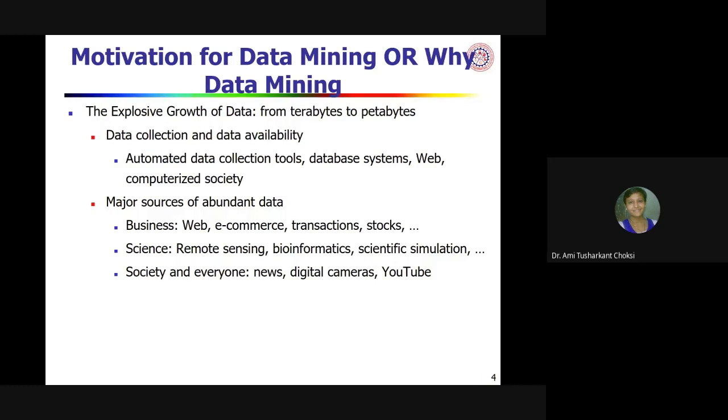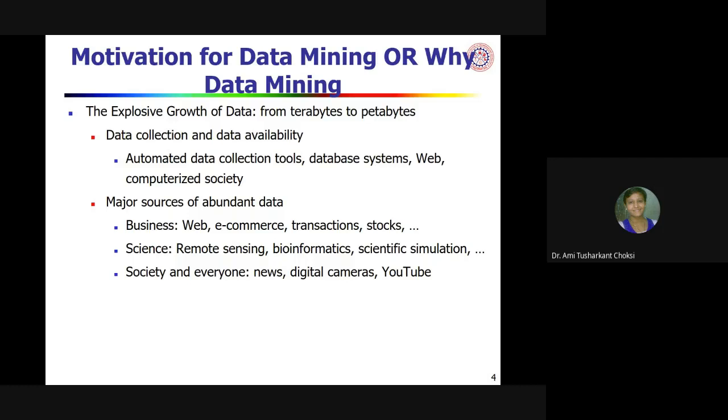Till now, we haven't yet seen the definition of data mining. We are first looking at the motivation for data mining. The word itself says data mining: go into the depth of data. That is what we can understand from the term. I haven't yet given you the definition; we will see that. For now we are just looking at the motivation. Major sources of abundant data are business, web, e-commerce, transactions and stocks.